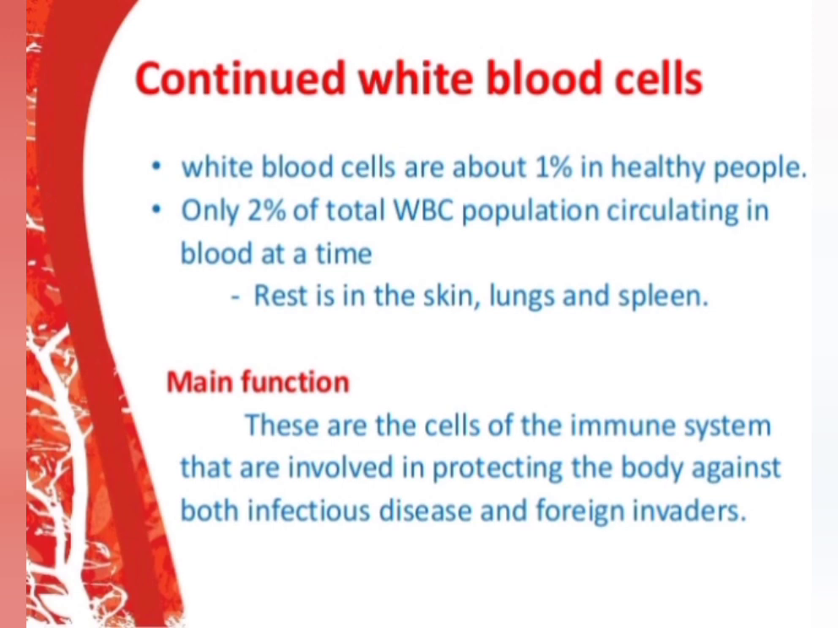Only 2% of the total WBC population is circulating in blood at a time. So whatever the percentage of WBC is present, only 2% of that WBC volume circulates in blood, and the remaining 98% of the total WBC is present in skin, lungs and spleen.